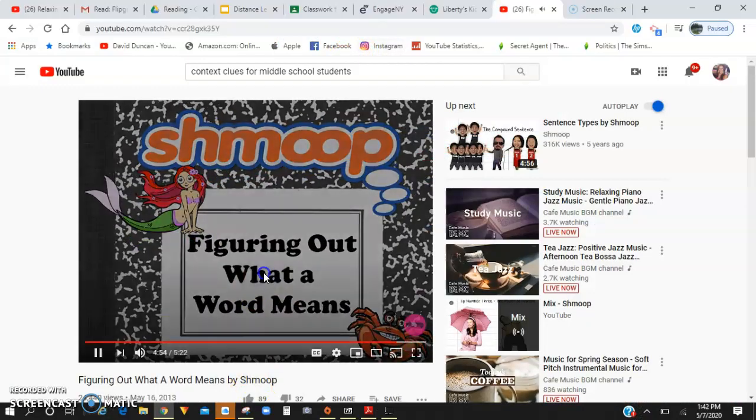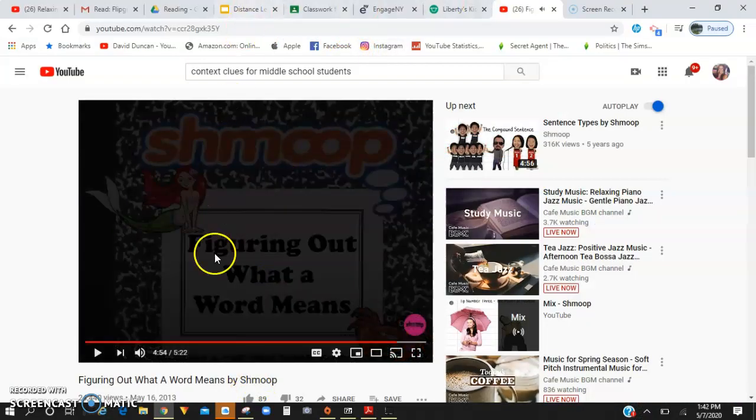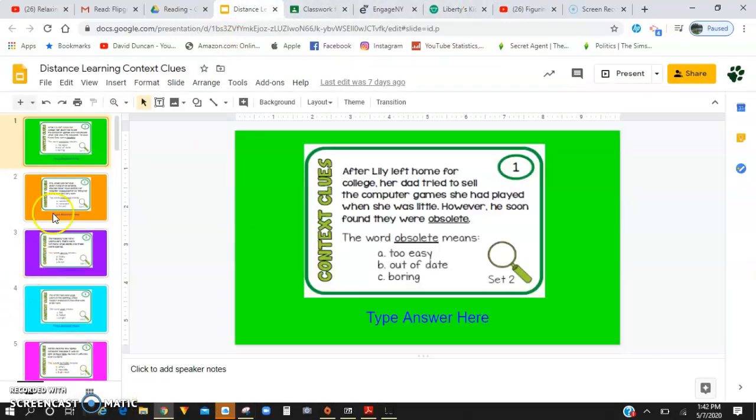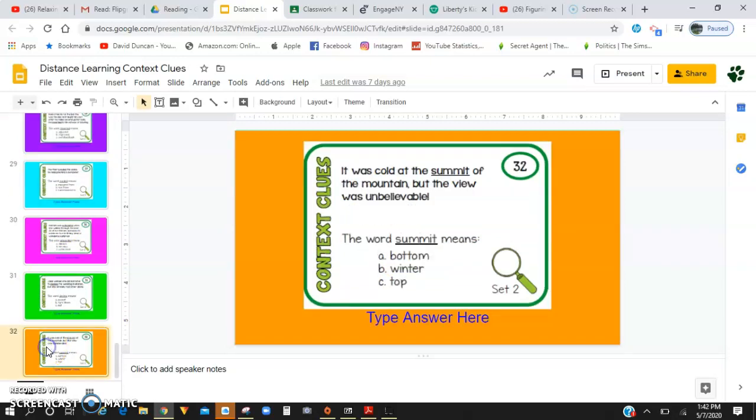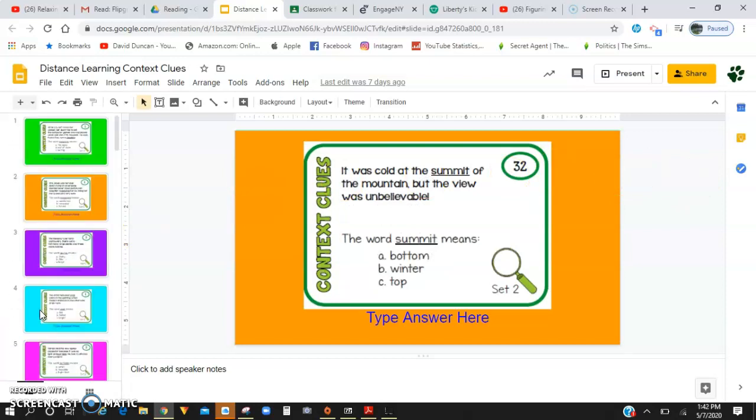All right, I'm going to stop the video there. So hopefully that gave you guys some ideas on different techniques and strategies that you can use to identify the meaning of an unknown word using the context around it. So I believe there's 32 context clues task cards, where you have to try to identify what the underlined word means.